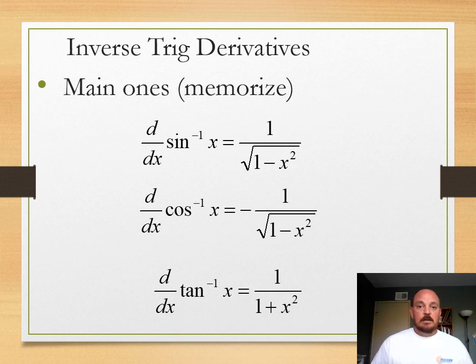So you can take a look at them. One interesting thing to notice, the derivative for inverse sine and inverse cosine are exactly the same, except one of them is positive and one of them is negative. And then we also have the derivative of the inverse tangent of x, which is a little bit different from those two.